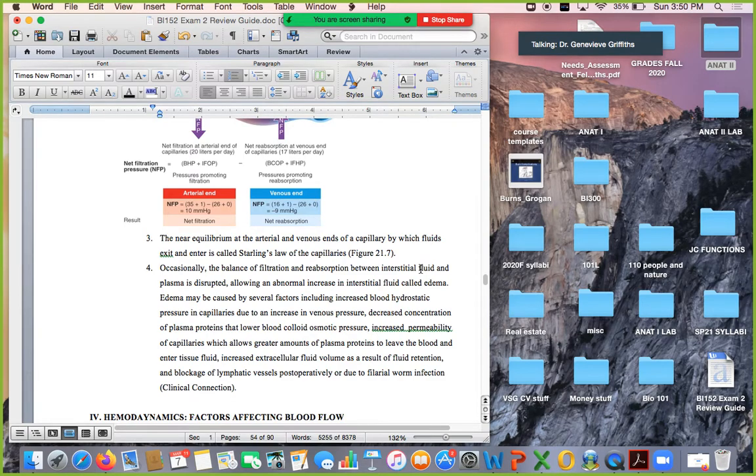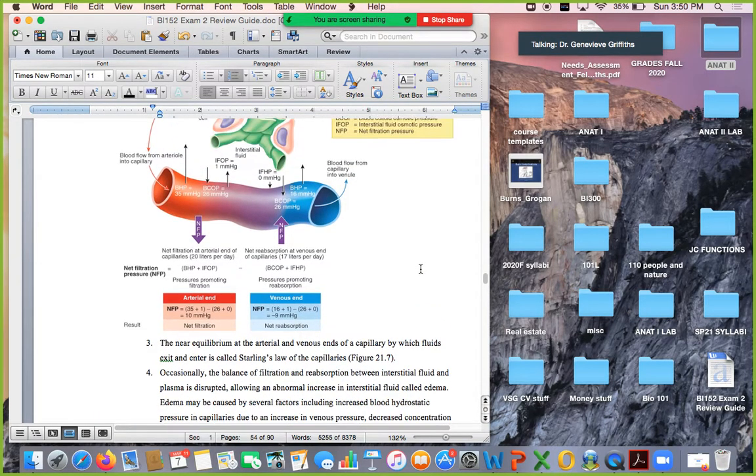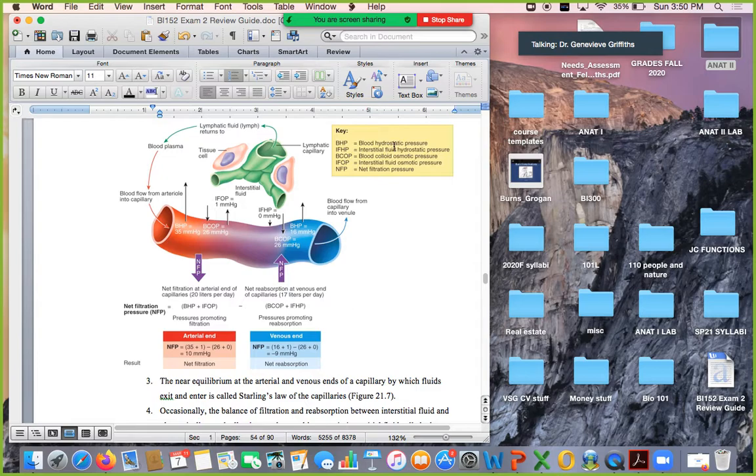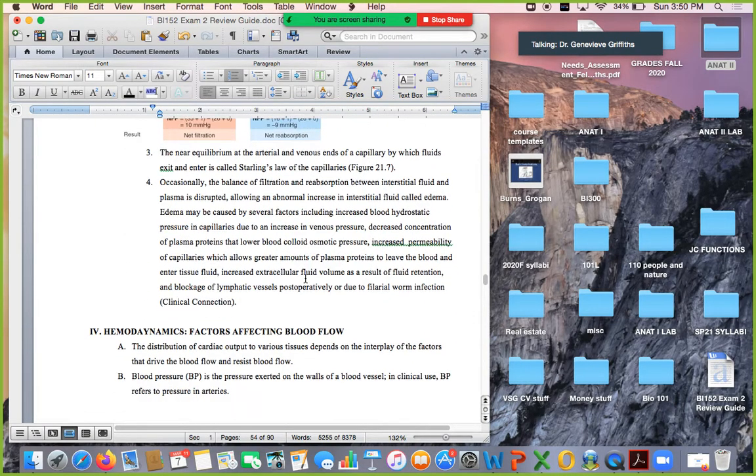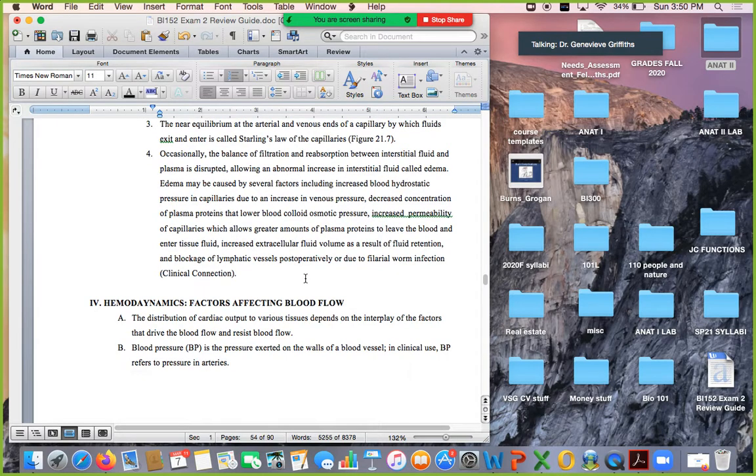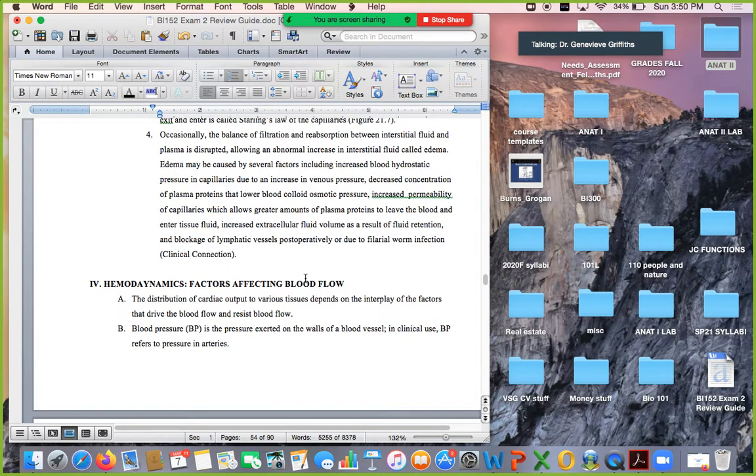And that all occurs based on the pressure in and pressure out, right? Hydrostatic pressure, again, is the pressure out, blood hydrostatic pressure. And the osmotic pressure is the pressure inward. Based on these pressures, we're going to end up picking up or releasing bulk volume of fluid as well as particular solutes in the fluid.